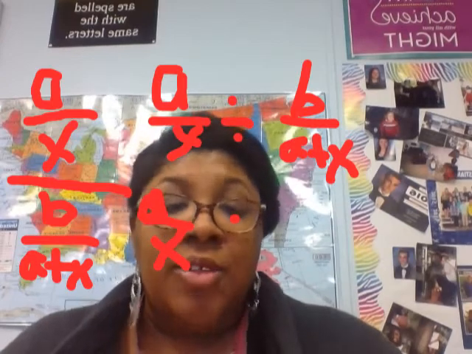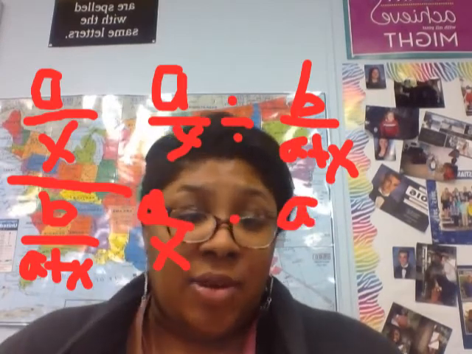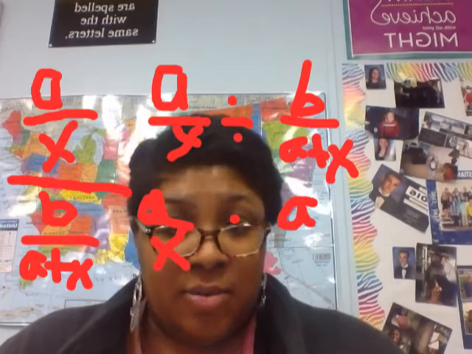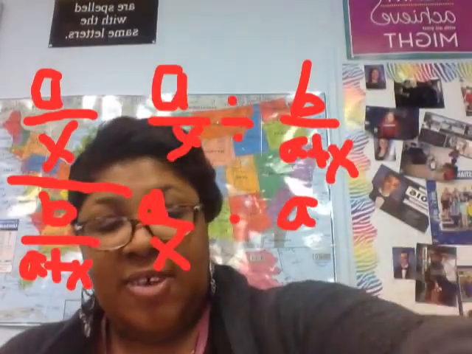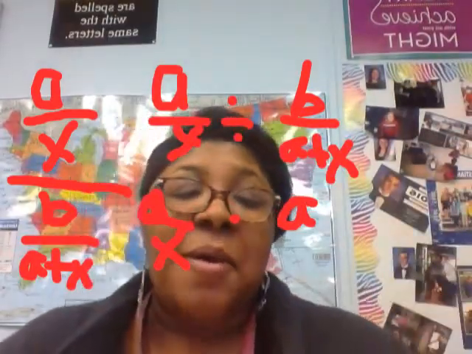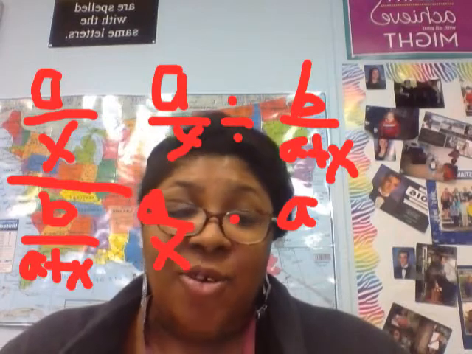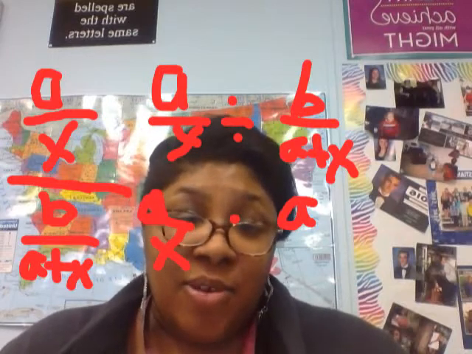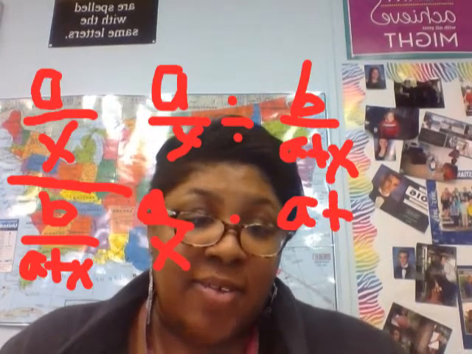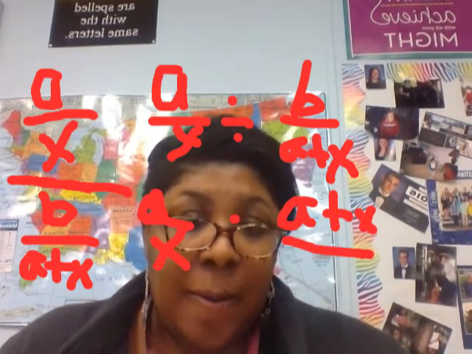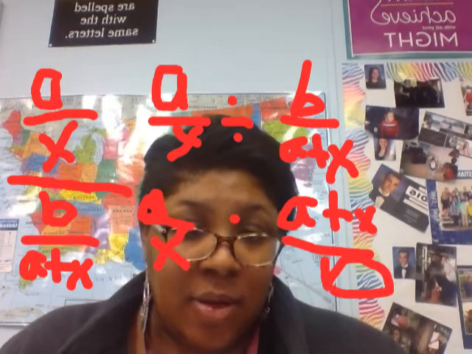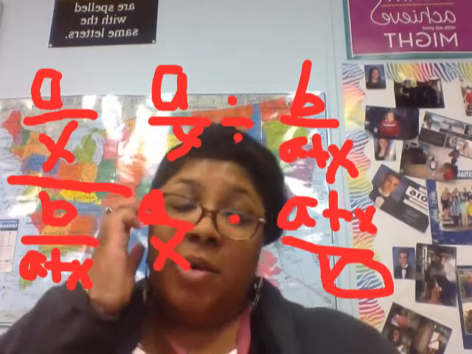Times you get the reciprocal of your second one, which is this one. Your top one here, which you can't see, my finger's in. But you put B over the A plus X, so you get the reciprocal of that, which is A plus X over B.